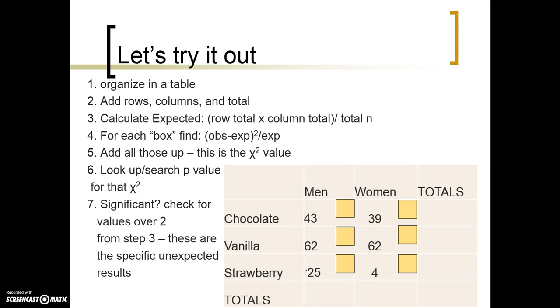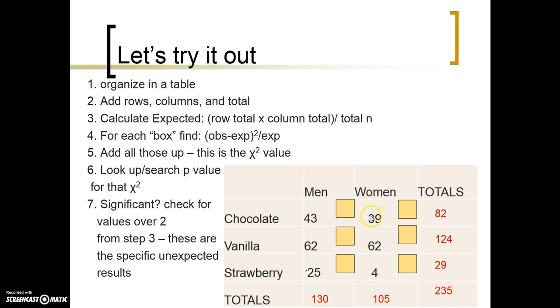Step 1, organize it into a table. You will see these yellow boxes that are within this box right here, and then this yellow box is just in this box here. We're going to use those. So we have a table. We're going to add up the rows. We're going to add up the columns and the totals.